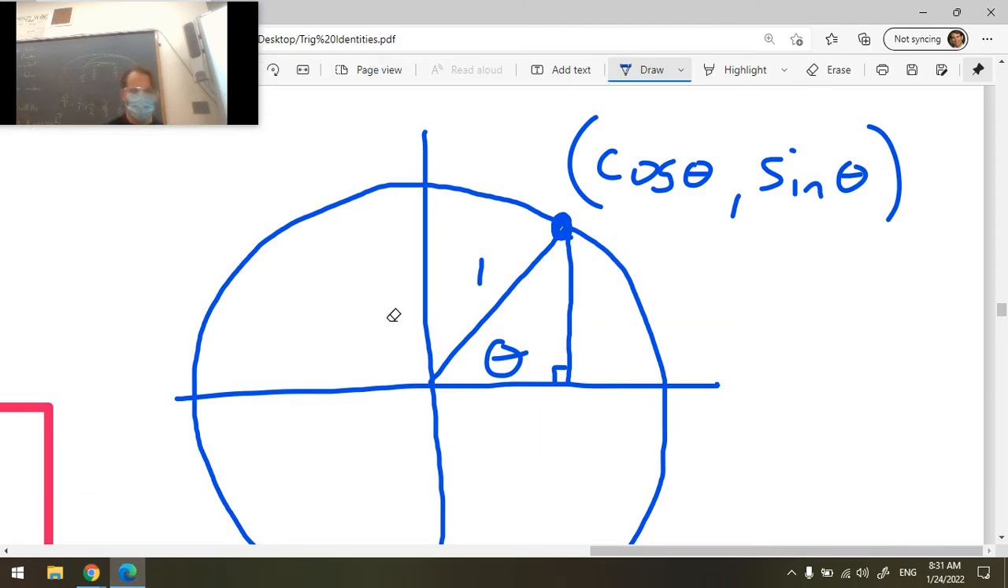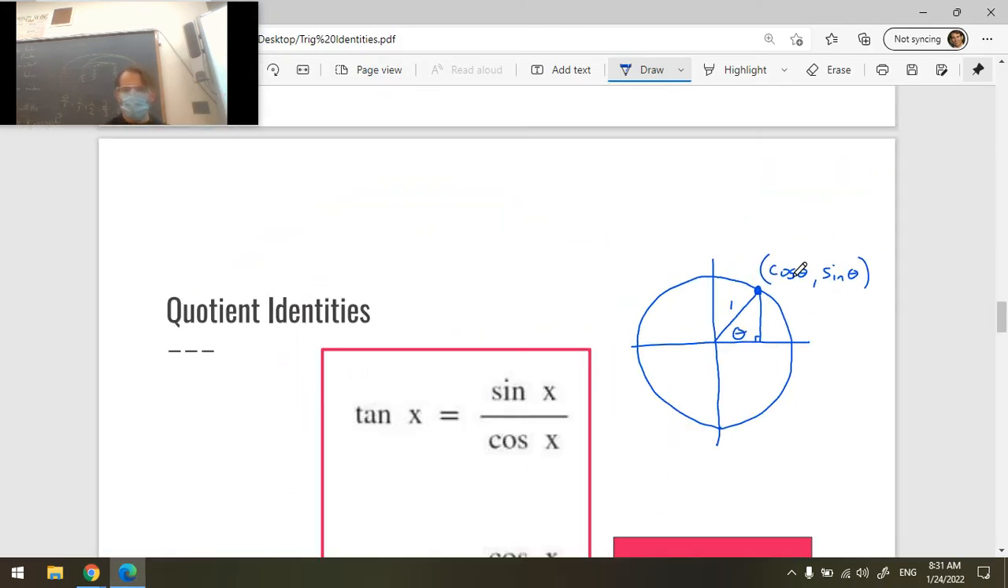Okay, unzoom. So if that point is cosine theta, sine theta, well then tangent will be opposite over adjacent, but opposite is given by sine theta, and adjacent is given by cosine theta. So I can say tan x is equal to sine x over cos x. It just is. It's by definition.